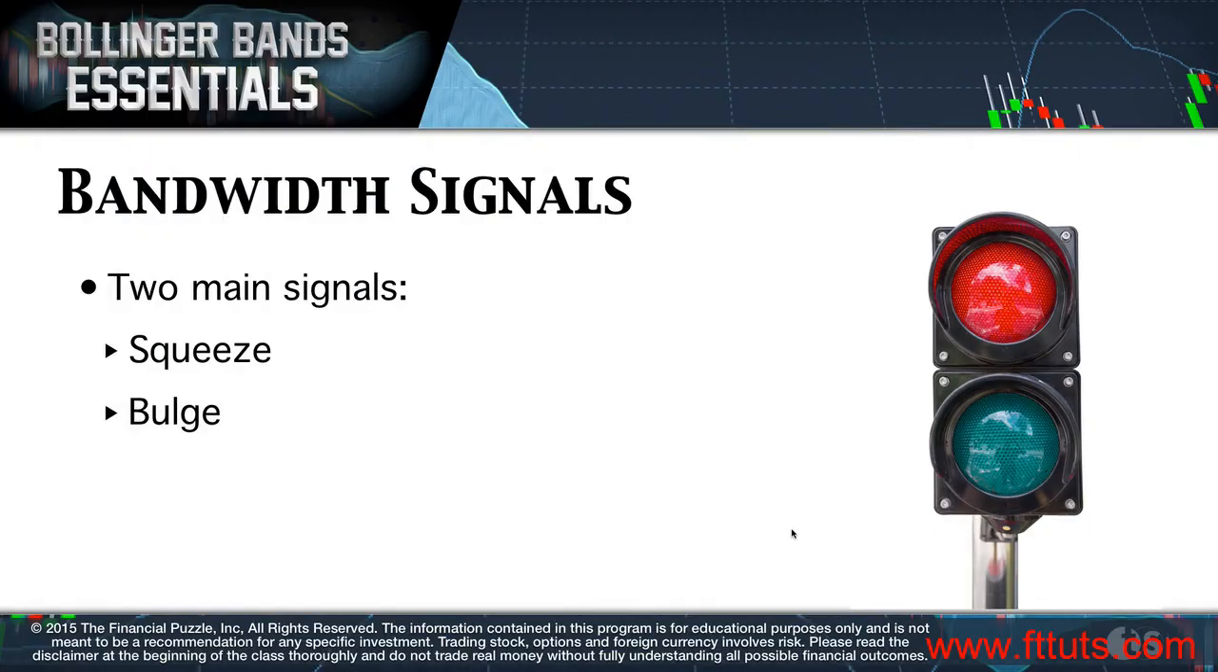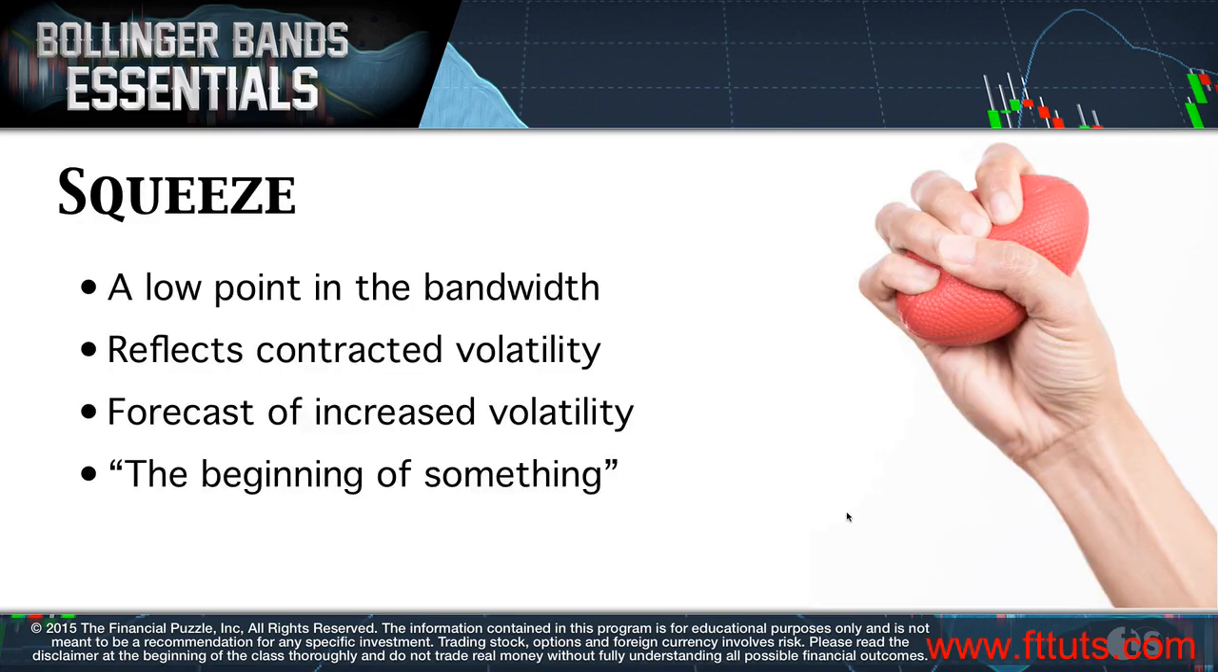Now there's a couple of signals that we get. The two main signals are going to be the squeeze and the bulge. Of course, these are the two kind of primary signals you get with the bands themselves. The bands contract and the bands expand. Naturally, those are going to be the two signals that you get with the bandwidth indicator. Now let's look at a few distinctions with each of these. With the squeeze, here's what's going to happen. It's going to be a low point in the bandwidth, a very low point here.